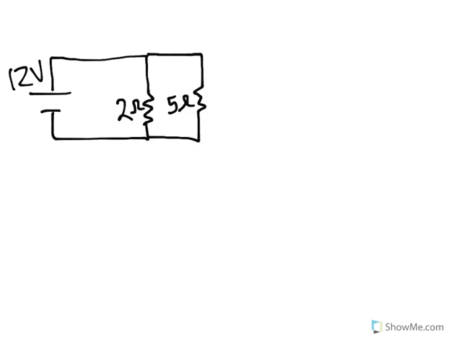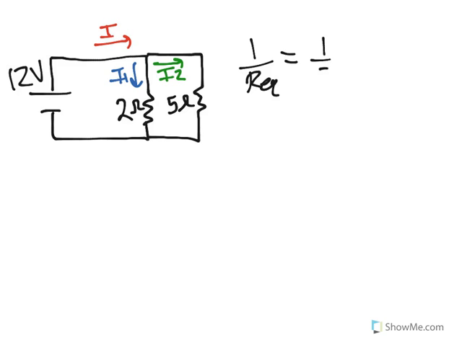So let's do a simple example. I have a 12-volt battery connected to two resistors in parallel, 2 ohms and 5 ohms. And I want to solve for the total current, this total current, and I want to solve for this current, I1, and this current, I2. So how do we do that? Well, first I need to combine these two resistors that are in parallel. And so I know that my 1 over equivalent resistance is equal to 1 over 2 plus 1 over 5.